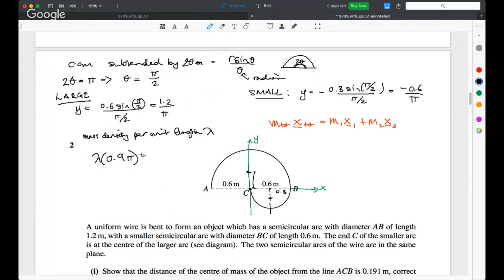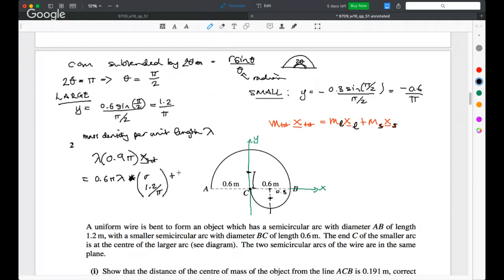M total times x total is equal to the mass of the first one, which will be the large one, let's say. So it's the large one, and that's the small one. Mass of the large one is 0.6 pi lambda times, so let's actually put in the coordinates. The x coordinate, well, it's just 0. And the y coordinate is 1.2 over pi.